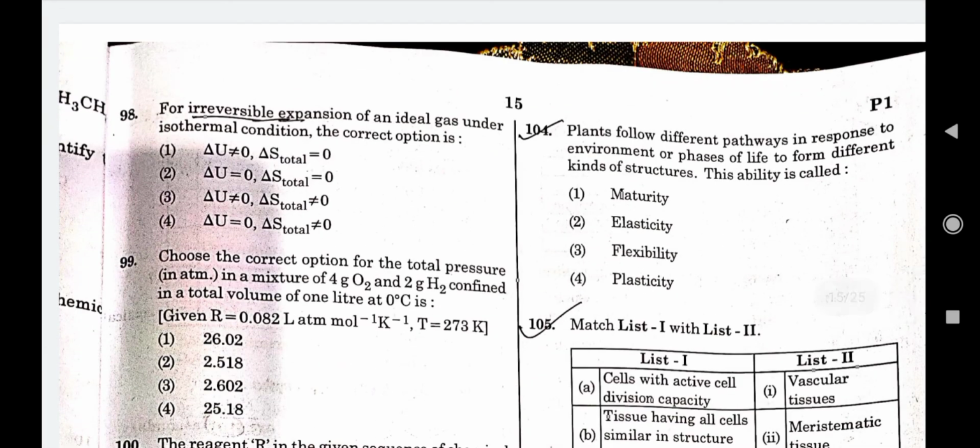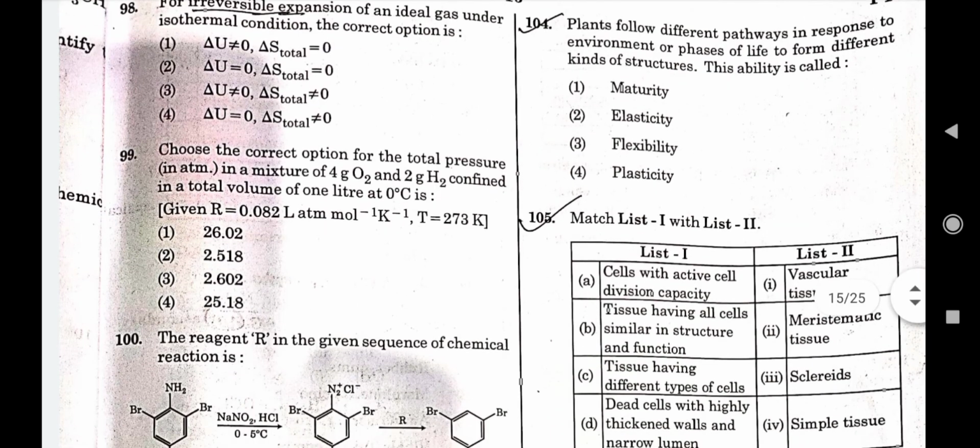Moving on to question number 98. For irreversible expansion of an ideal gas under isothermal conditions, the correct option is? इसका जो correct option है that is option 4. Del U is equal to 0 and del S total is not equal to 0.